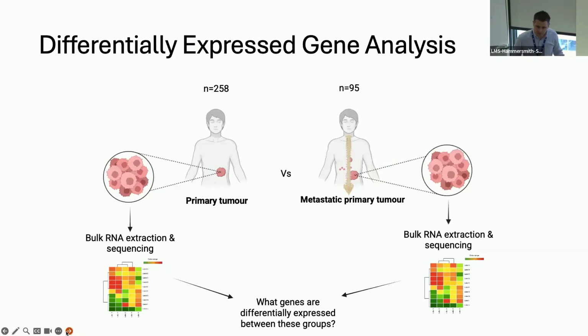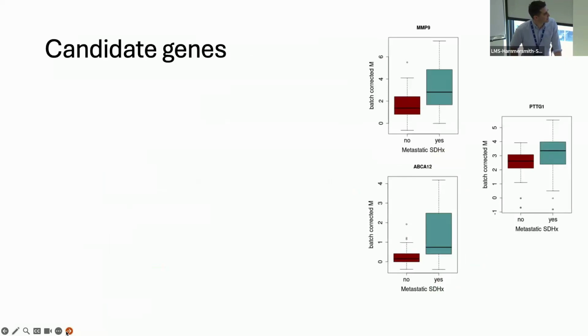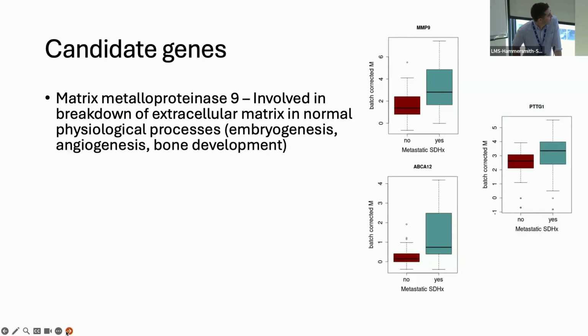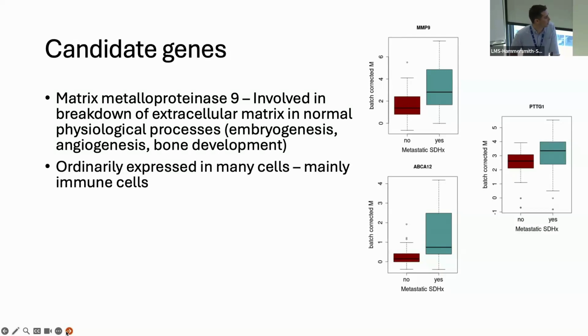And when you do this, you get lots of genes. That's always the case. And then it's about trying to find genes that actually make sense. And there are a number of genes that we've decided to investigate further. But the one I'm going to talk about today is this gene MMP9. MMP9 is matrix metalloproteinase 9. It's involved in normal processes and generally is ordinarily expressed in immune cells.